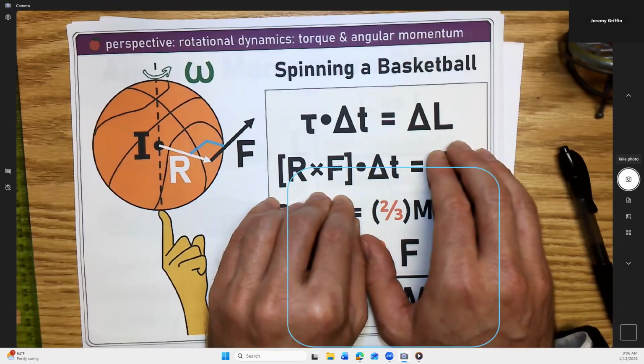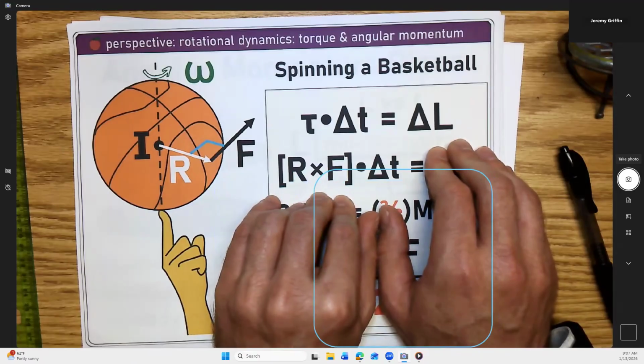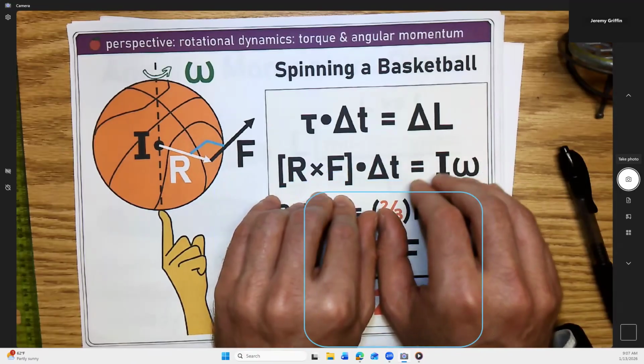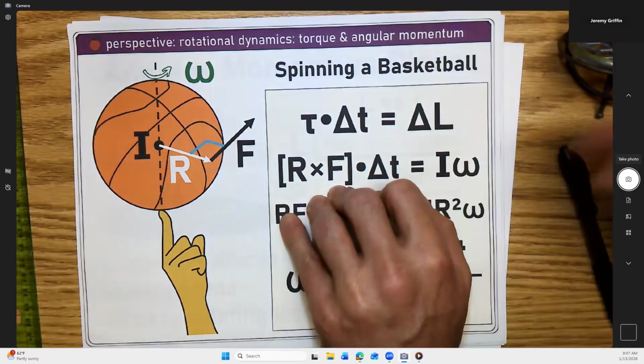What do you think you're going to substitute for angular momentum? I times omega. Okay, I times omega. Is that true? Yes.